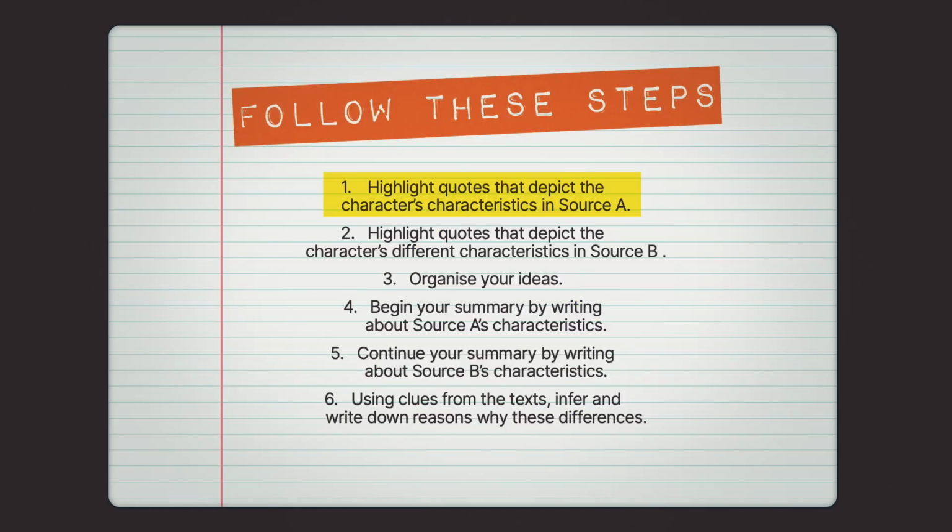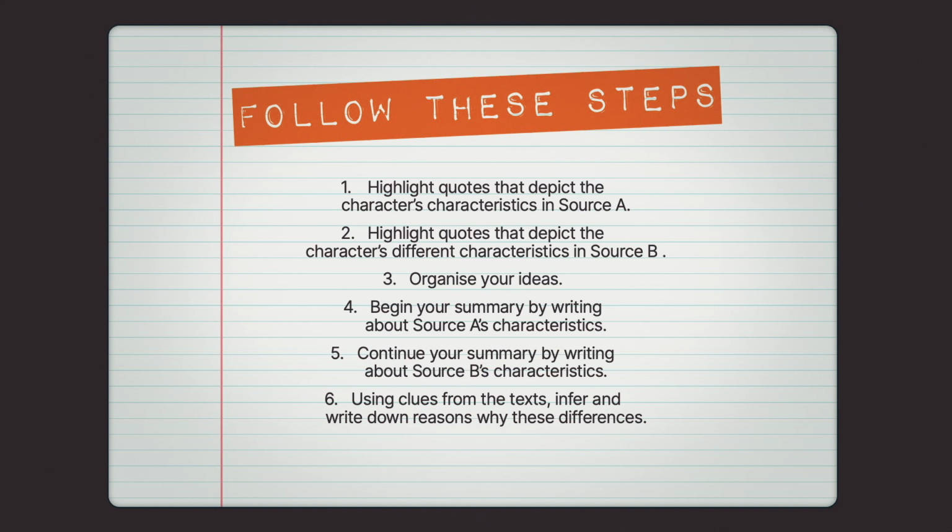Right, that brings us to step 2, which is thankfully almost exactly the same as step 1. Step 2, highlight quotes that depict the character's different characteristics in source B. Right, we've explained all the hard bits in step 1, so this will be super quick. The important part of this stage is the word different. We won't highlight anything that is similar to save time.